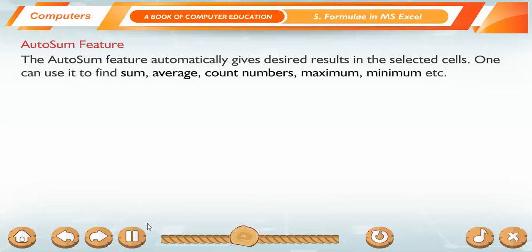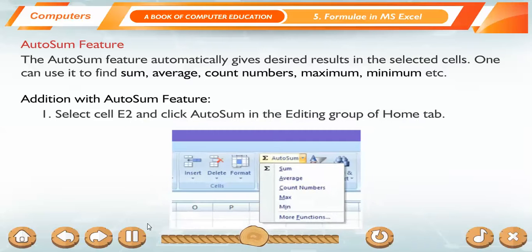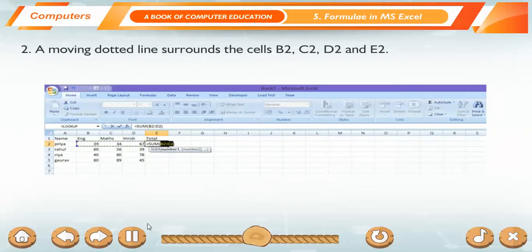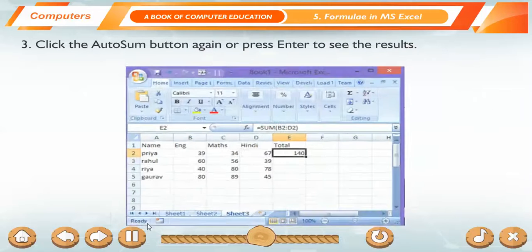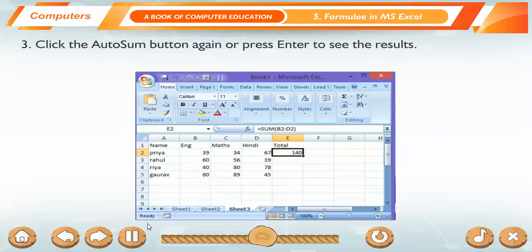AutoSum feature. The AutoSum feature automatically gives desired results in the selected cells. One can use it to find sum, average, count numbers, maximum, minimum, etc. Addition with AutoSum feature. Select cell E2 and click AutoSum in the Editing group of Home tab. A moving dotted line surrounds the cells B2, C2, D2 and E2. Click the AutoSum button again or press enter to see the results.